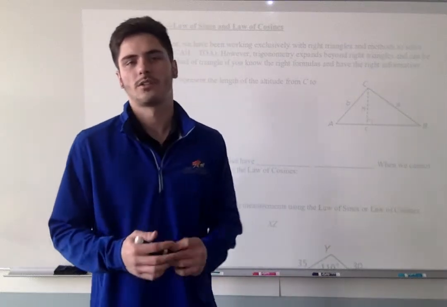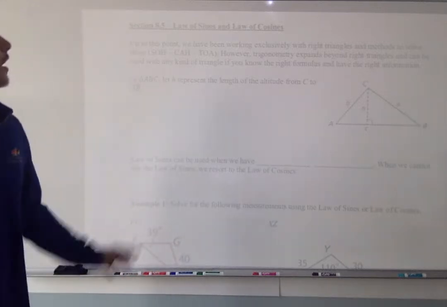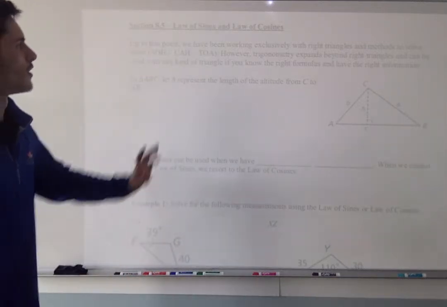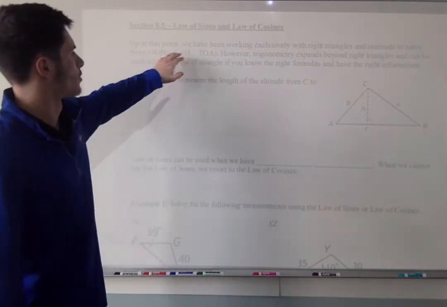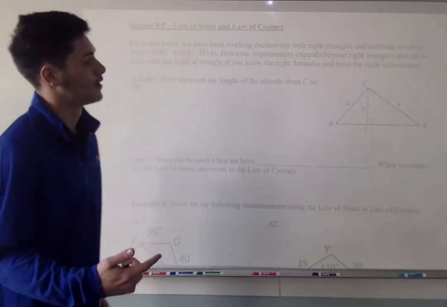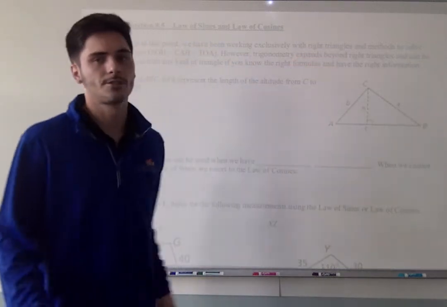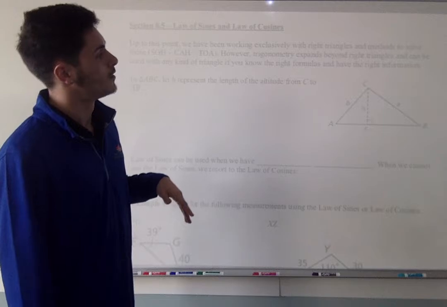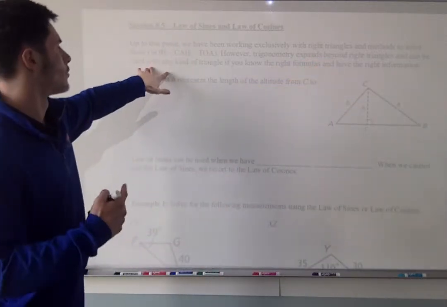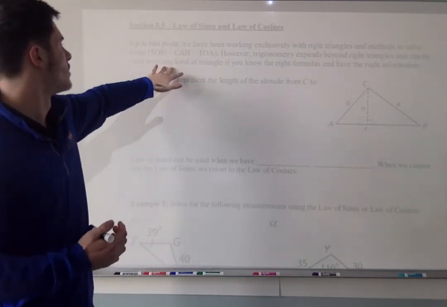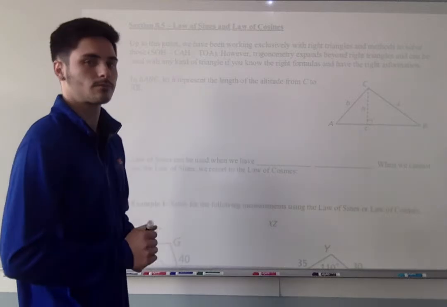Okay, so we're going to talk about the law of sines. As it says up here, up to this point we've been working exclusively with right triangles to solve with SOHCAHTOA. However, these ratios only extend to right triangles in the sense that we've been using them, but we can extend these beyond right triangles in different ways, and we can use these with any kind of triangle if you know the right formulas and have the right information.